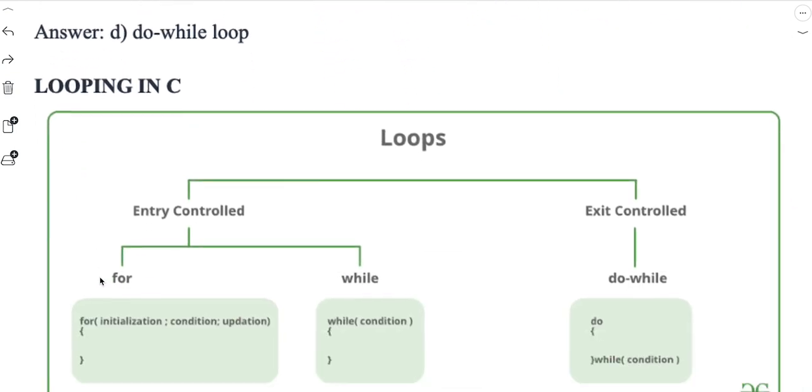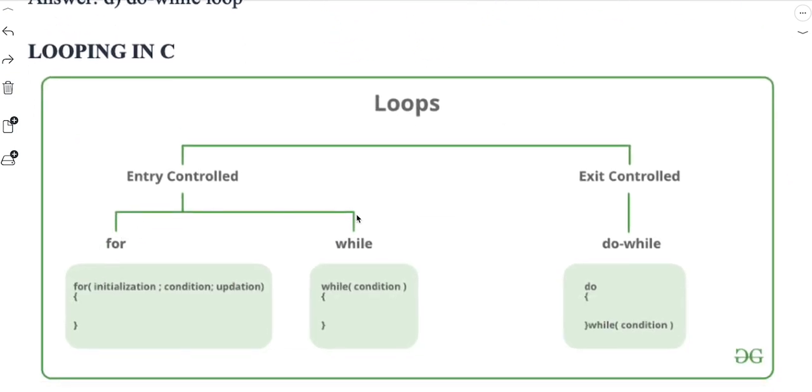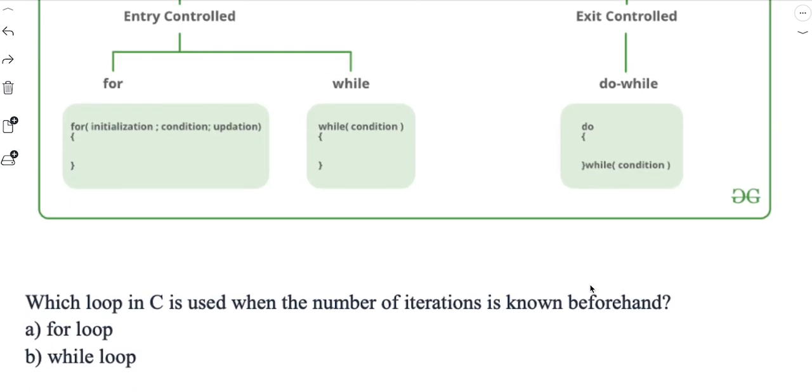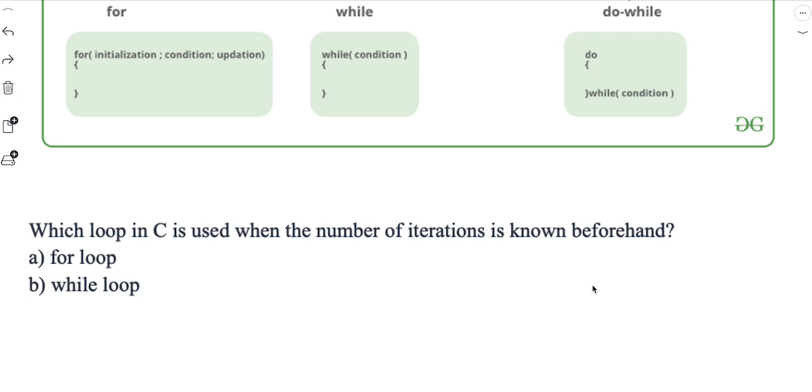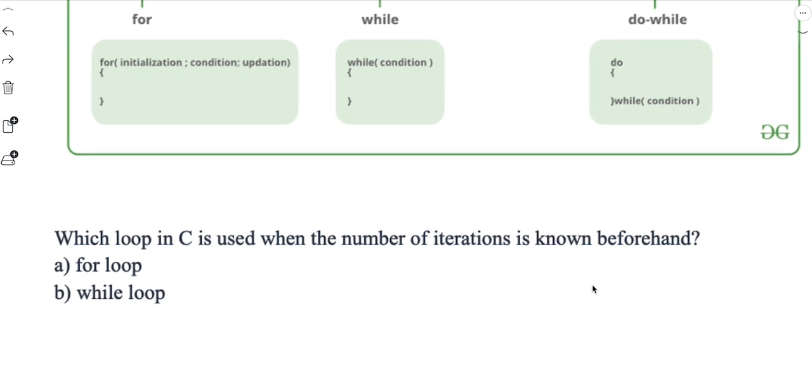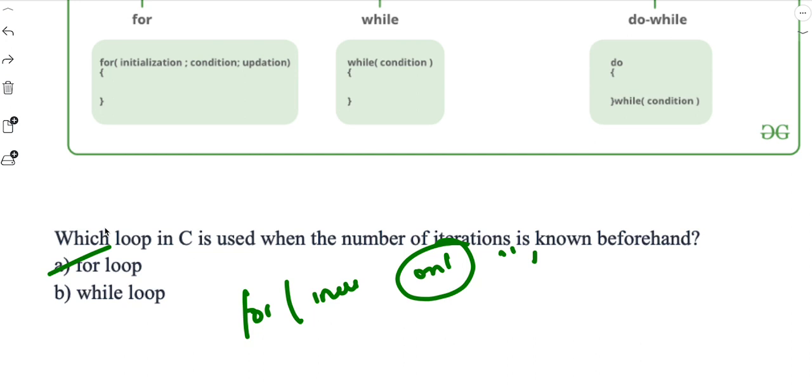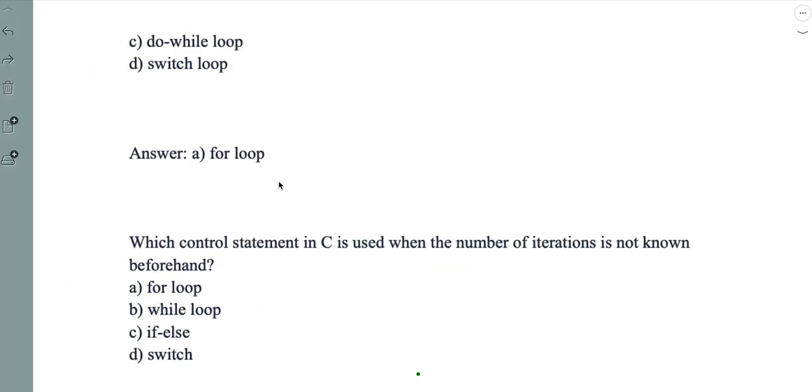Next is looping in C. We are going to study three loops. Two come under entry control loops, that is for loop and while loop, whereas this one is an exit control loop, that is do while loop. Let's go to the question part. Which loop in C is used when the number of iterations is known beforehand? In a for loop, we initialize, we give the condition, and then we do the increment. So the condition is known beforehand, so for loop is the correct answer for this.